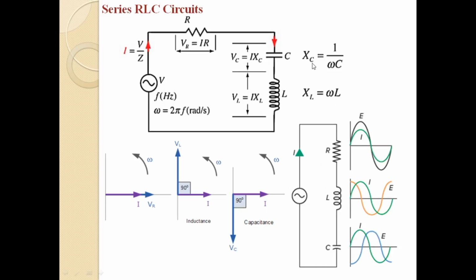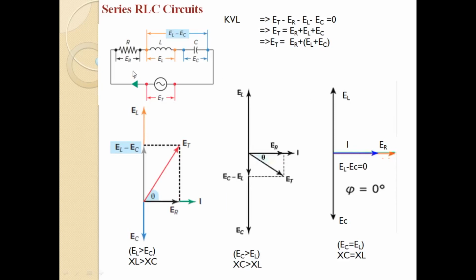Xc equal to 1 by omega C is the capacitive reactance of the capacitor, and XL equal to omega L is the inductive reactance of the inductor. If you apply Kirchhoff's voltage law to this circuit, you get the equation Et minus Er minus El minus Ec equals zero. All these quantities are vector or phasor representations. From here you get Et is equal to Er plus El plus Ec.